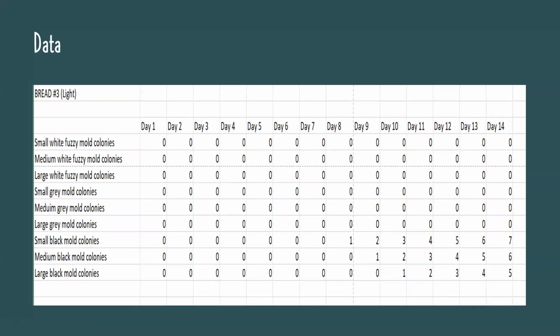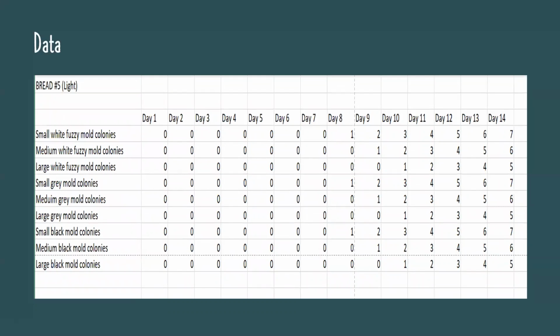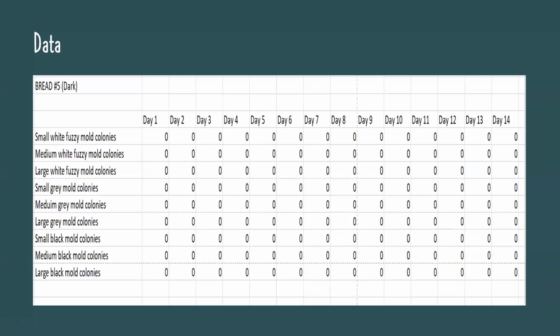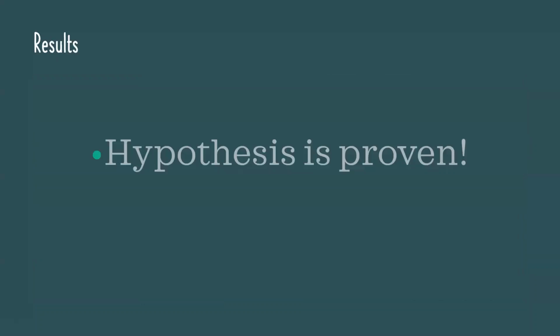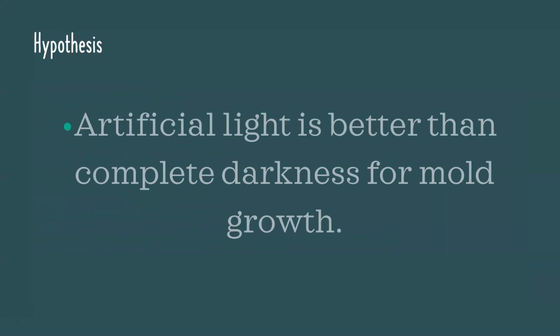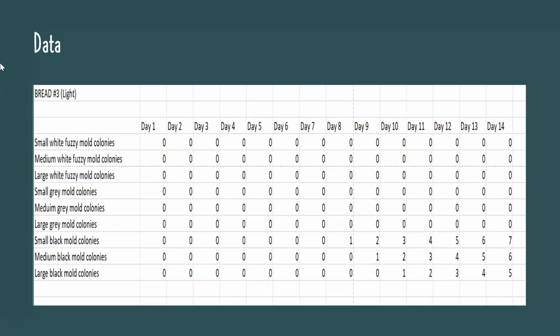So bread 2, bread 3, bread 4, bread 5 for light. You can see that these had some data. Now the ones for dark, I didn't see any mold growth, so hence there was no data for the next 5 breads. So this proves my earlier hypothesis, if I were to go back, that artificial light is better than complete darkness for mold growth.